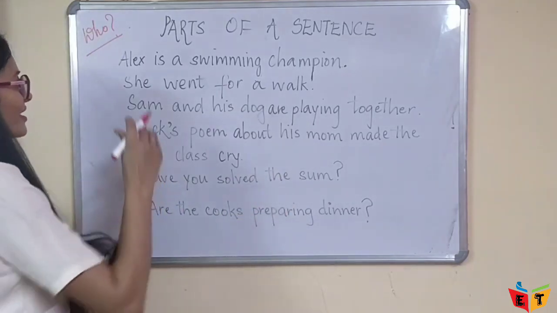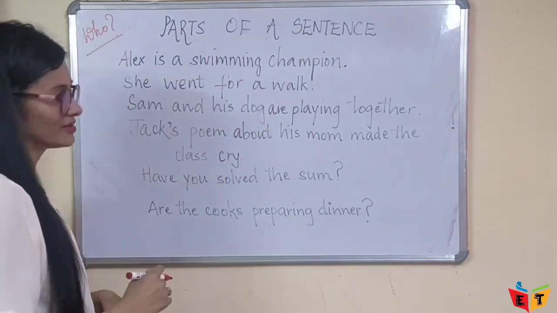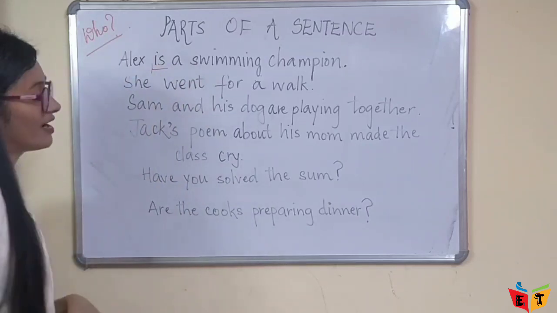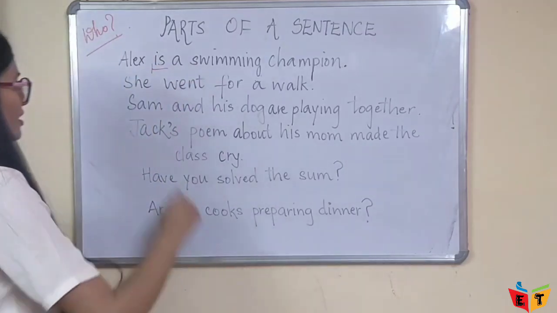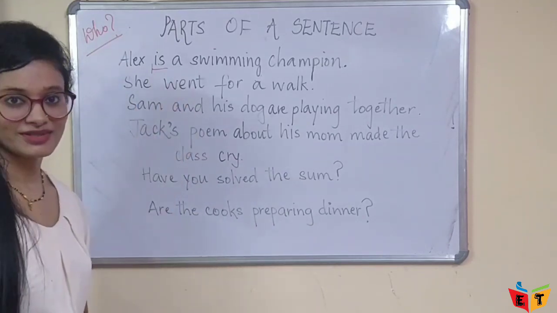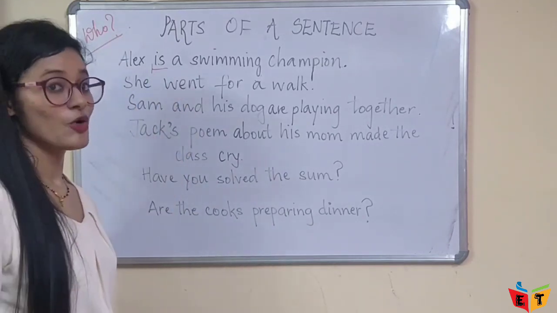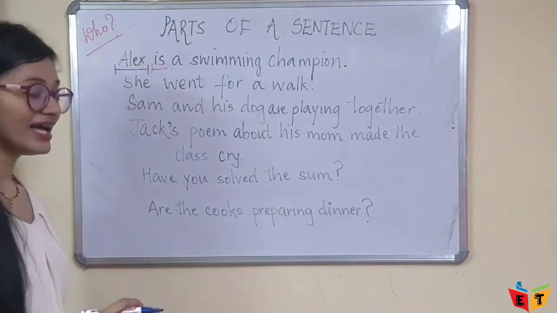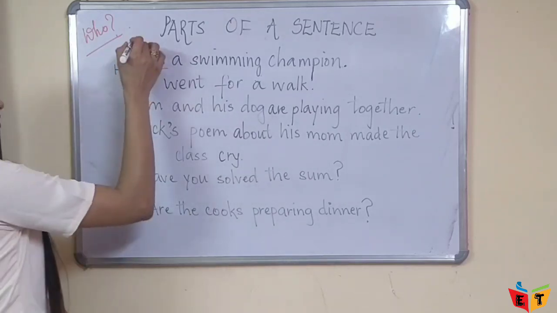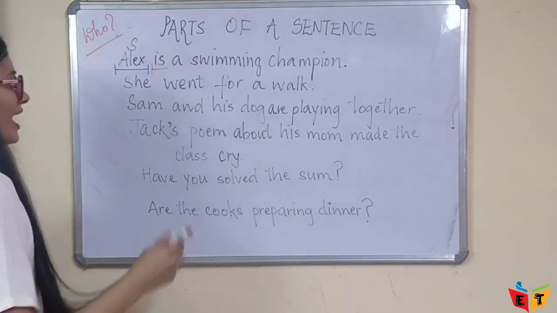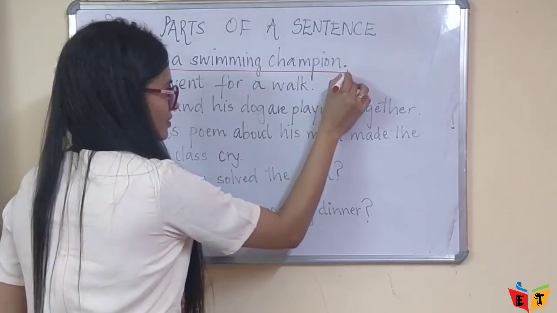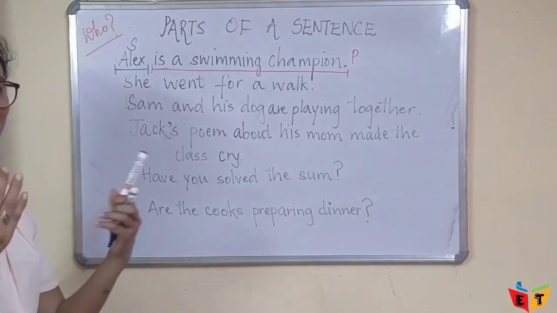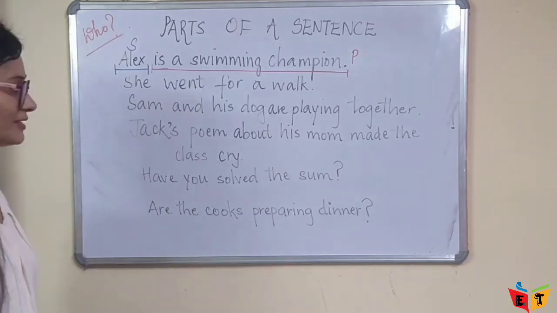Now let's try. Alex is a swimming champion. Now what's the verb here? It is. So now let's ask the question who before the verb. So who is a swimming champion? The answer that you get for the question who is a swimming champion is Alex. Alex is a swimming champion. So Alex is your subject here, and the rest of the sentence is your predicate that is telling you something about the subject here.